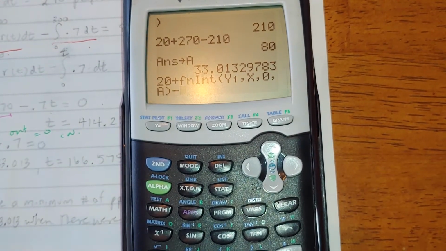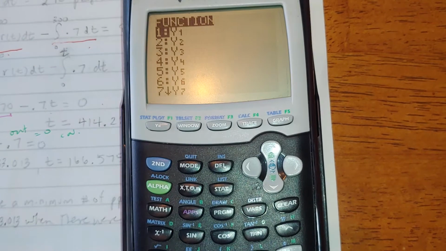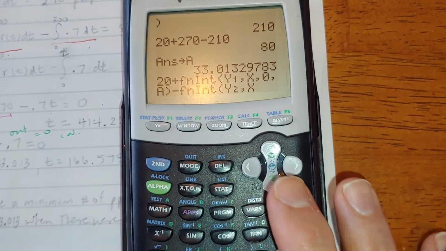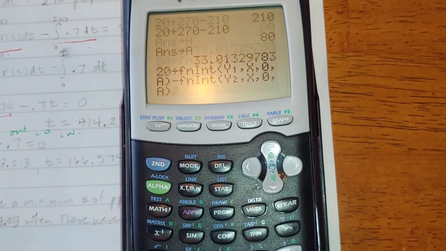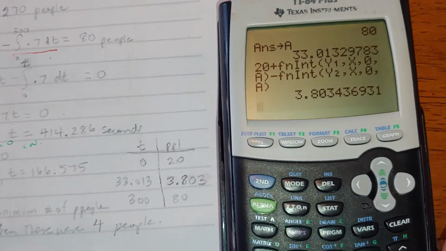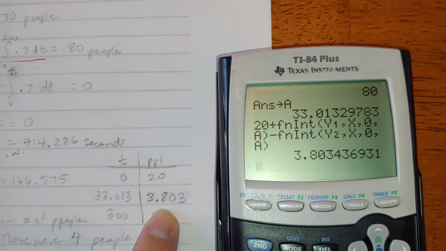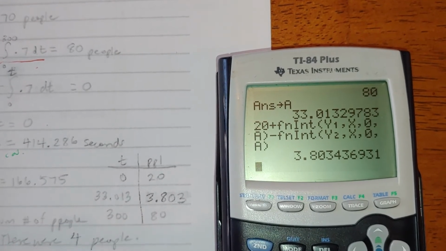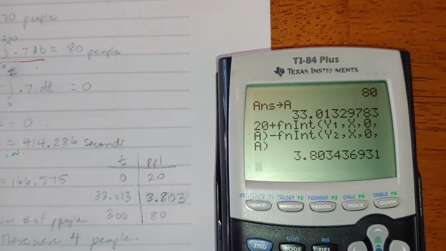And then minus, I want the people getting off of the escalator. So math 9, Y2 is where my out rate is, comma x, comma 0, comma alpha A, close. And I get 3.0803, sorry. And so I can declare that to be the minimum. Now, in my work, I did not declare that the function for the people getting on the escalator is continuous on the closed interval, which I actually should have done.